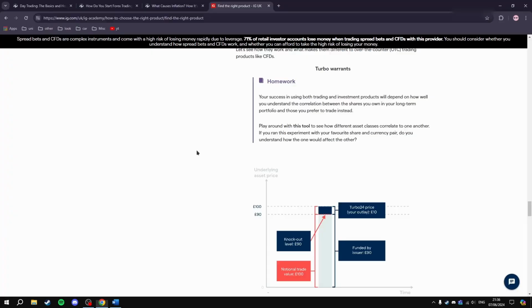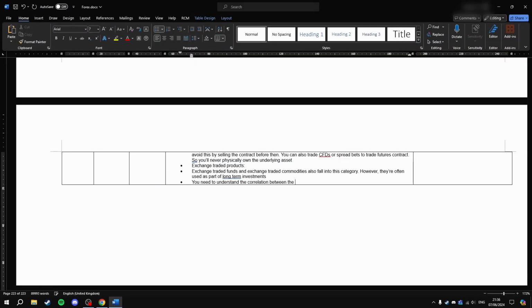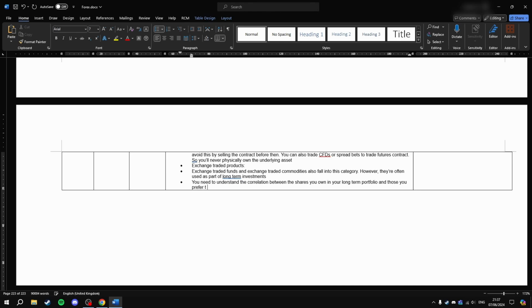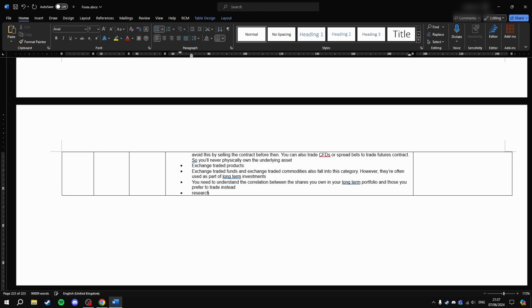You need to understand the correlation between the shares you own in your long-term portfolio and those you prefer to trade instead. Research how different assets correlate with each other.